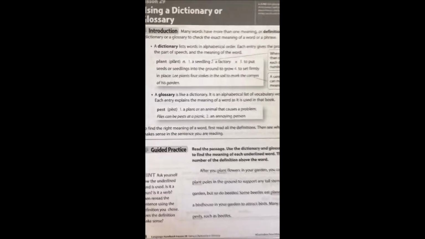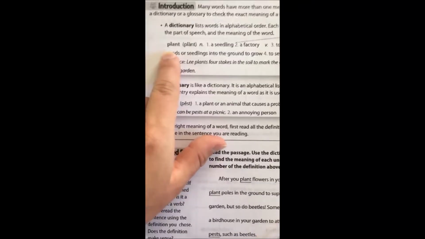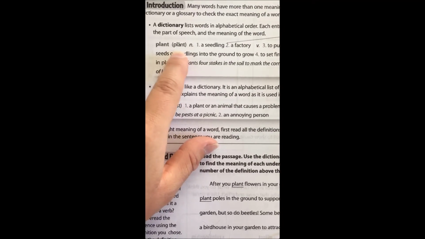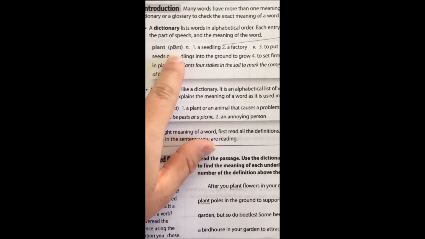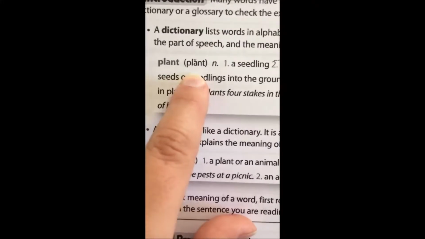So let's look at the one that they have for us here. This is the word plant. Okay, so first I have plant right here. Then here they're telling us how to pronounce it. They're saying we have that short A sound like it's an apple, plant. You don't say plaint, you say plant. And that little line, you see that over the A?